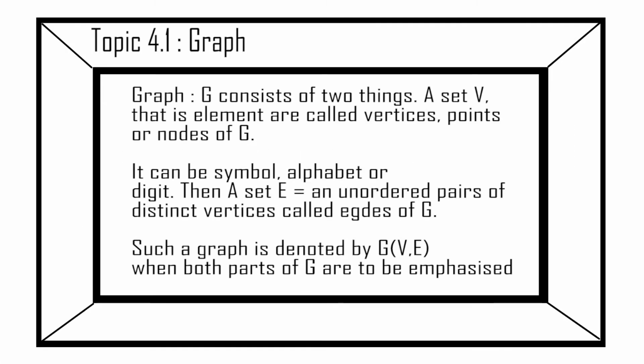Graph G consists of two things. A set V, whose elements are called vertices, points, or nodes of G. It can be a symbol, alphabet, or digit. Then a set E of unordered pairs of distinct vertices called edges of G. Such a graph is denoted by G(V, E) when both parts of G are to be emphasized.